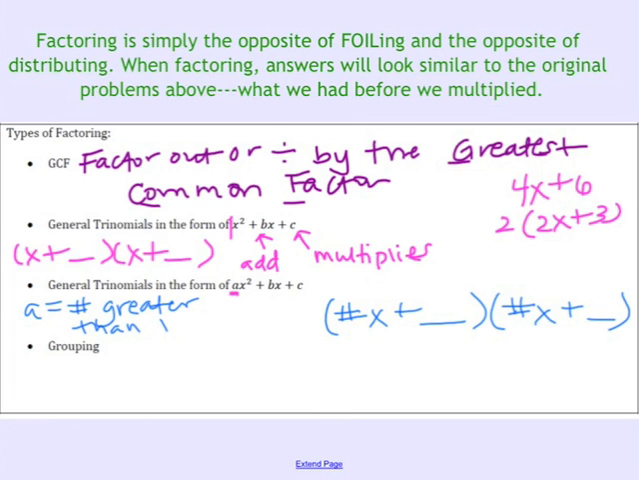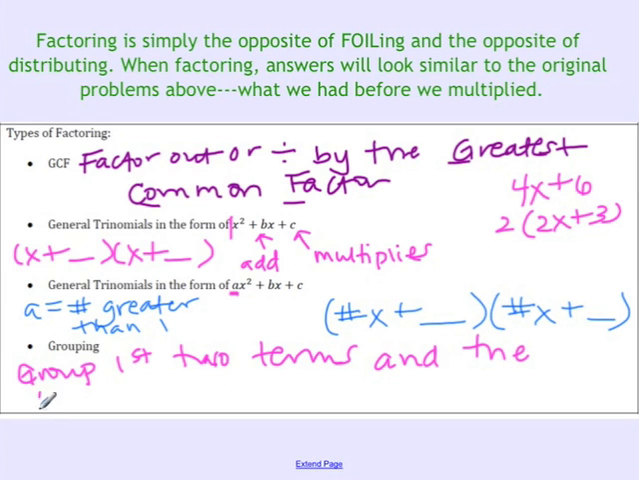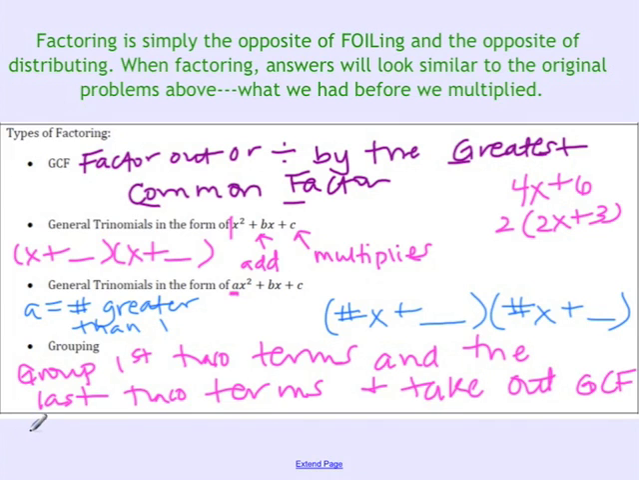Then grouping. This is something that we're going to use when there's typically 4 terms, but the way you do grouping is you group the first 2 terms, and the last 2 terms, and take out the GCF. So we'll look at this more in detail, but that's what that would look like. Typically you'd use grouping when there's 4 terms.